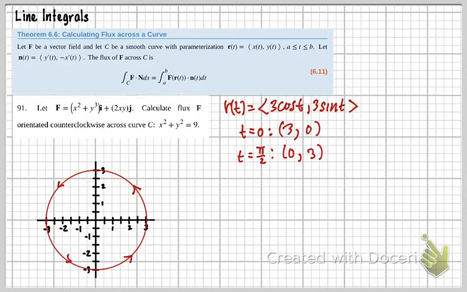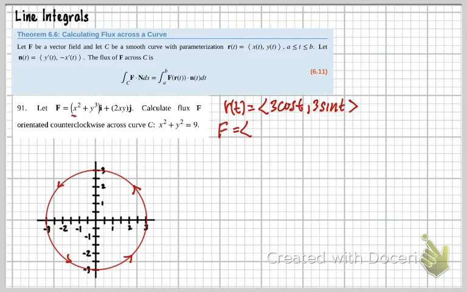Okay, so now let's talk about F. If you look at our formula, all I'm trying to do here is set up all the components for our integral so that we can integrate. So far we didn't really find anything yet, but we did find the r(t) that we're supposed to plug into F. So let's do that now. Here's our F. For x, I'm going to plug in 3 cosine t. For y, I'm going to plug in 3 sine t.